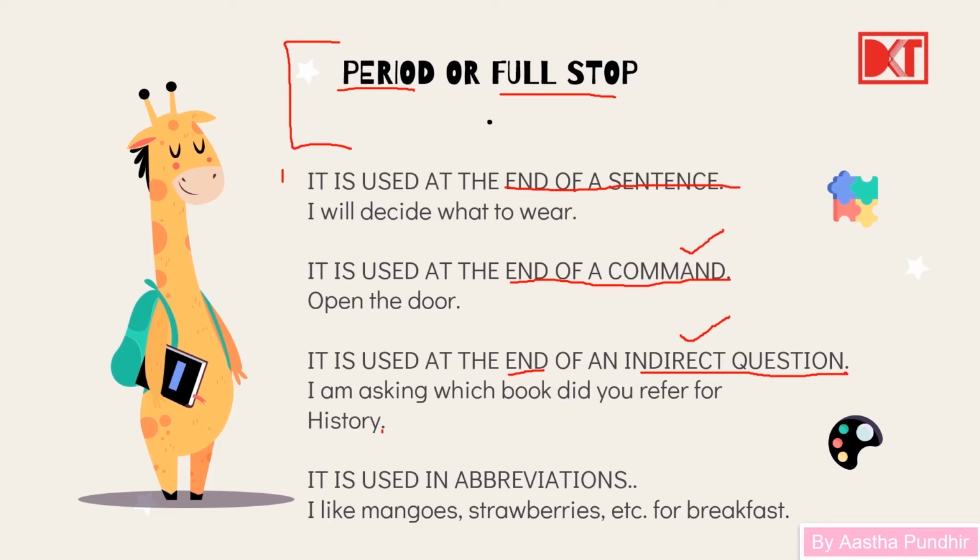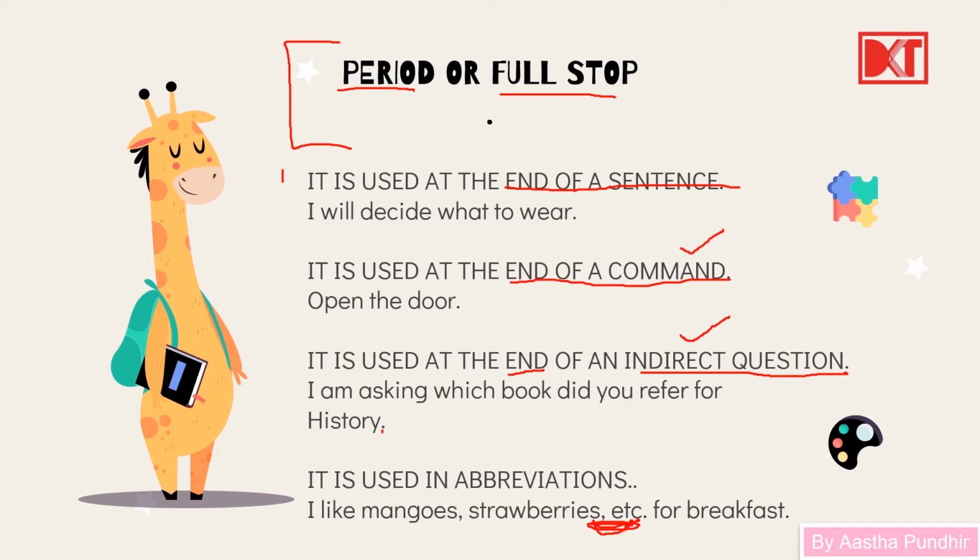Then it is used in abbreviations. Like here, the sentence is, I like mangoes, strawberries, etc. for breakfast. So etc. dot. This is an abbreviation for et cetera. So here you use a full stop to show that this is an abbreviation.